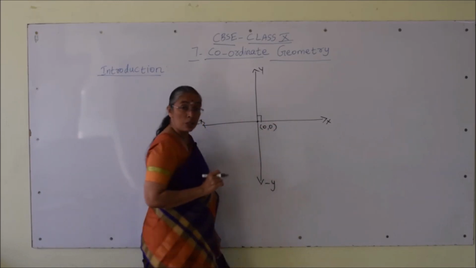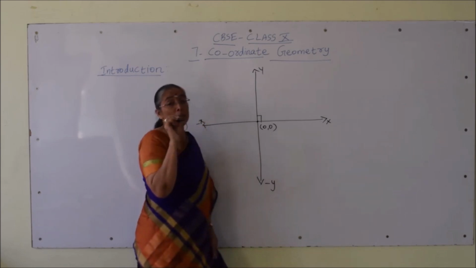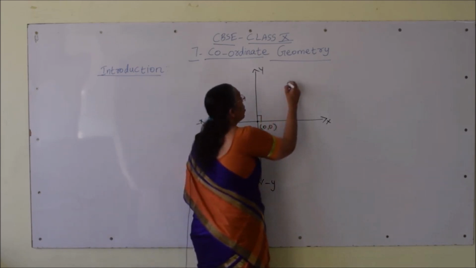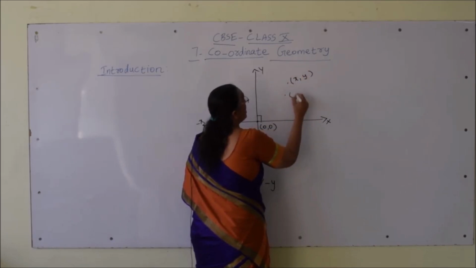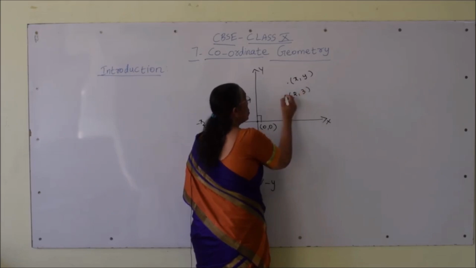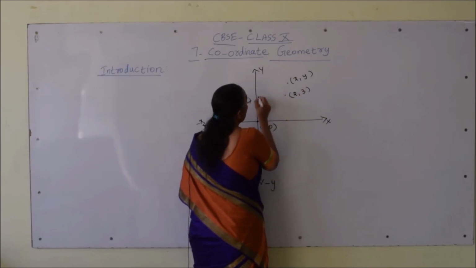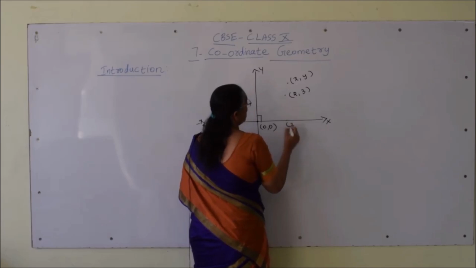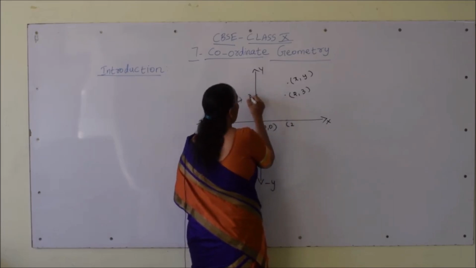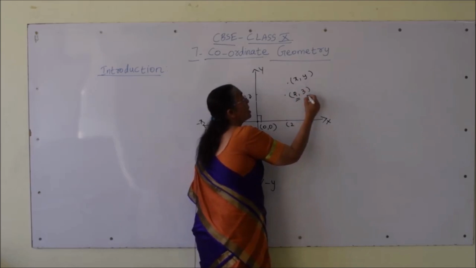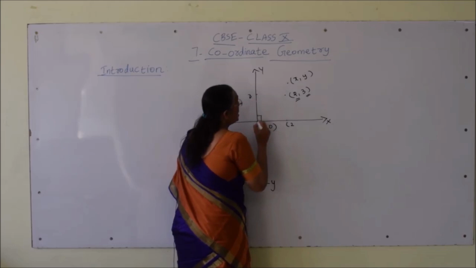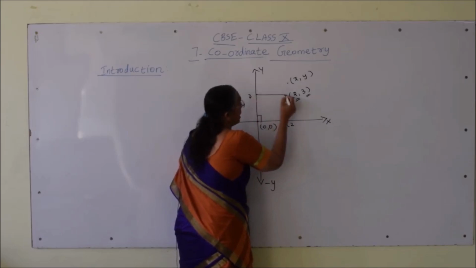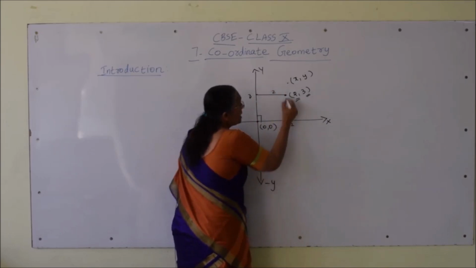as 0, 0, and every point in the plane is determined by the coordinate pairs x, y. I can take one point, suppose 2, 3, where 2 is the distance of the point on the x-axis, and 3 is on the y-axis. This is called abscissa and this is called ordinate, and 2 is the distance of the point from the y-axis, and 3 is the distance of the point from the x-axis.